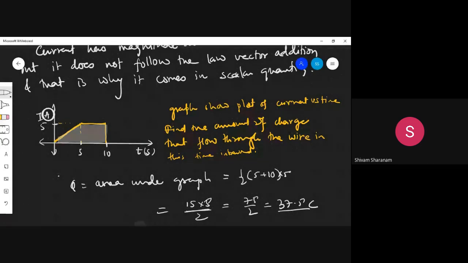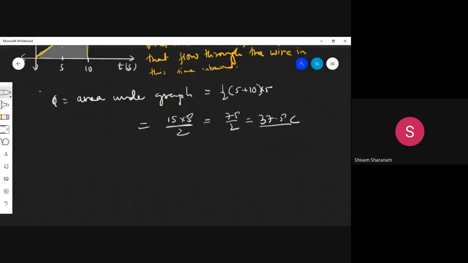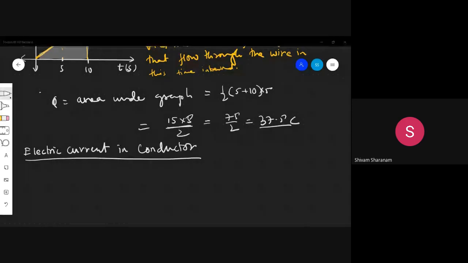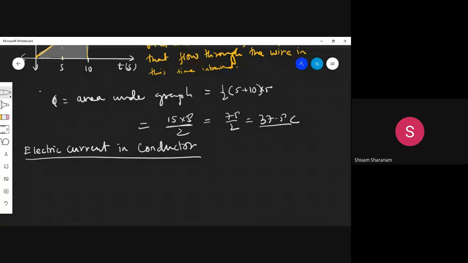Okay. Now next, we are going to study in detail electric current in conductors. Till now, what did you know about current? That Q is equal to, sorry, I is equal to Q by T. Till now you know this only. Now there are several things which we are going to study here in detail.